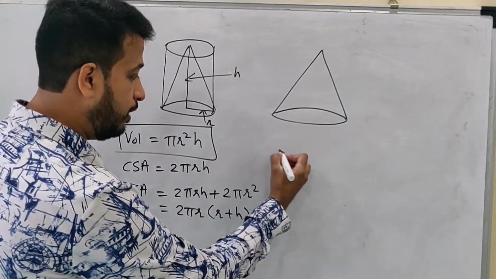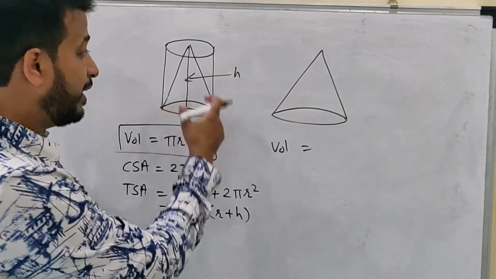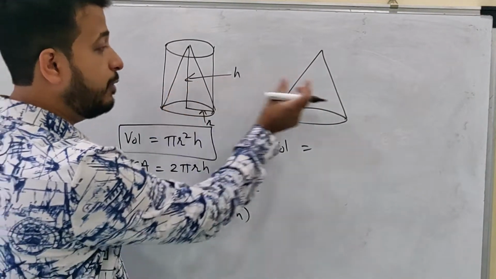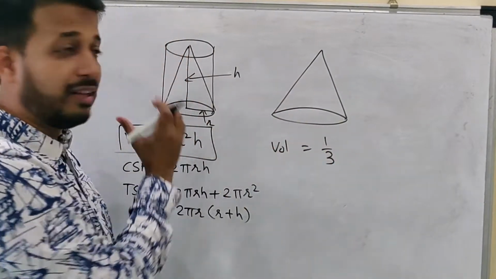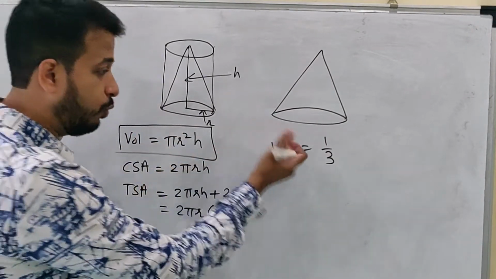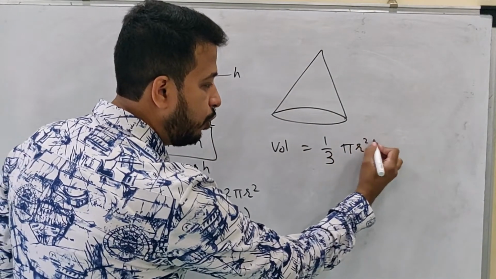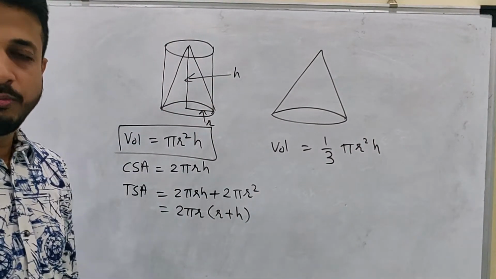So if I want to find the volume of the cone, if I'm getting 3 cones, out of that I'm just considering 1 cone. So the volume of this cone will be 1/3 of the cylinder, and my cylinder's volume is pi r square h. So 1/3 of the volume of the cylinder. In this way I can get the volume of the cone.